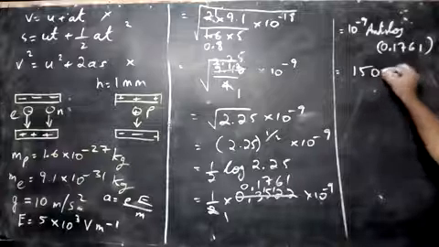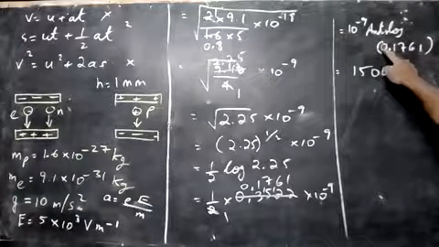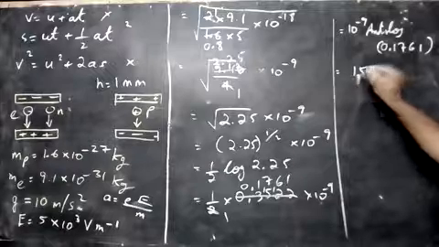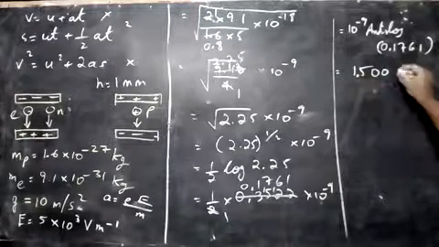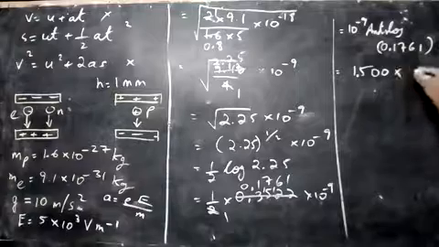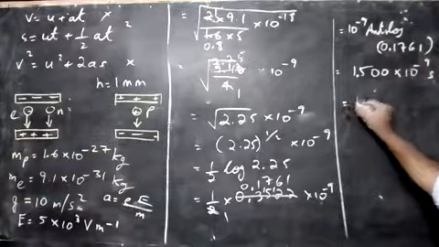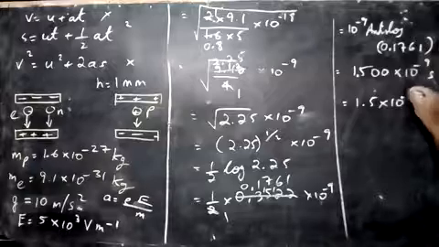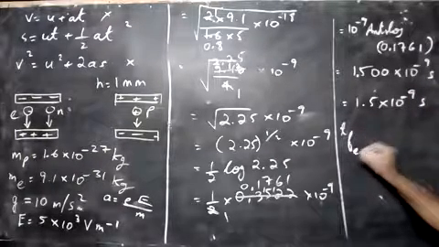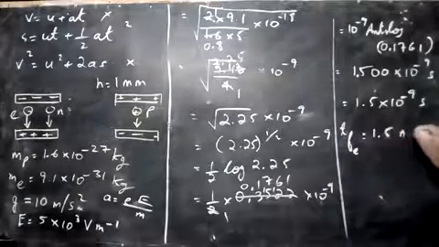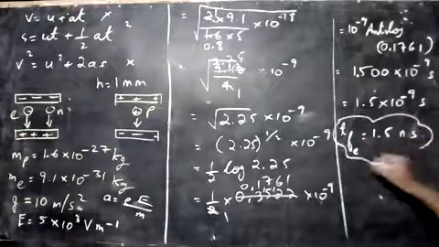So 1500. Always when you take the antilog, if there's 1 0 there, you multiply by 10 power 1. So 1.5 you will get. Always multiply by 10 power 1. So that's how we get 1.500 into 10 power minus 9 seconds. That means 1.5 into 10 power minus 9 seconds, which you can write as nanoseconds. So time of flight for the electron will be equal to 1.5 nanosecond. So this is the time of flight for the electron.